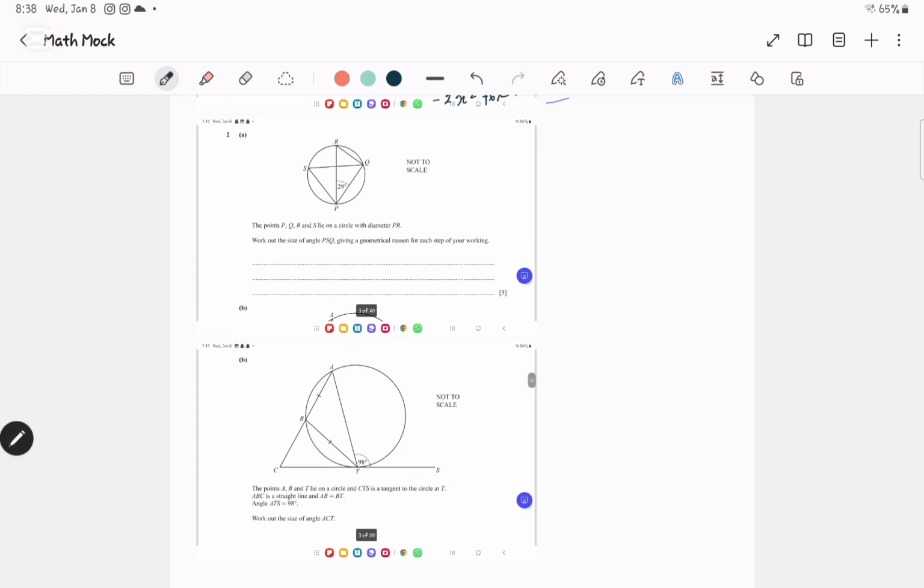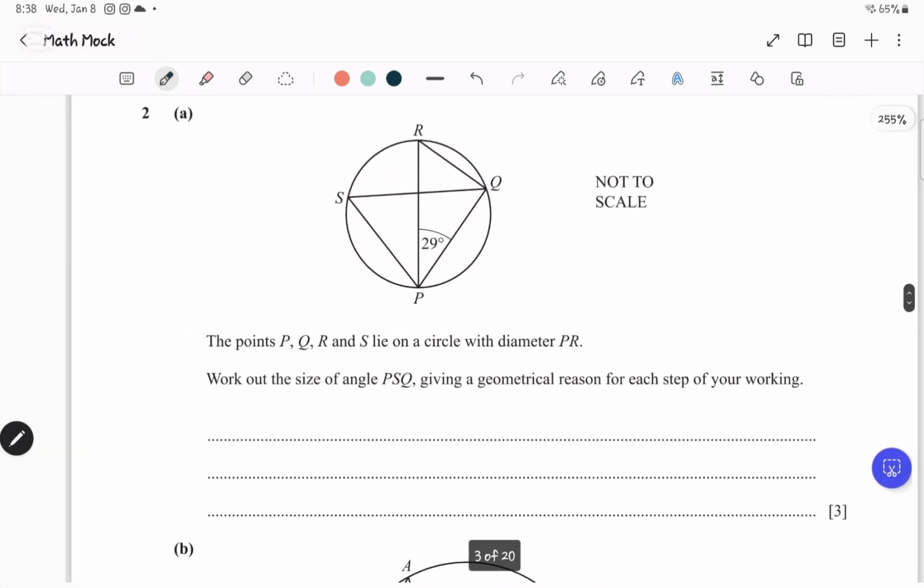So we have question number 2. The points P, Q, R, and S lie on a circle with diameter PR. Work out the size of angle PSQ, giving a geometrical reason for each part of your step. So we need to find angle PSQ. We are given angle RPQ, which is 29 degrees, and since it's an interior angle, the arc that it intercepts is double, so 29 times 2 on the calculator is 58. That means this arc is 58 degrees.